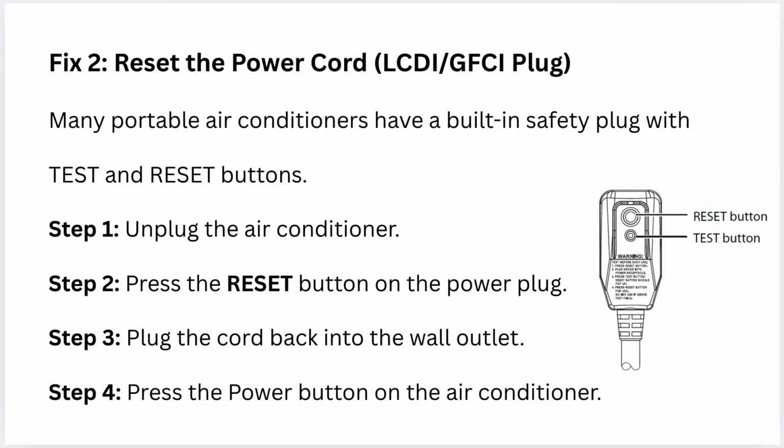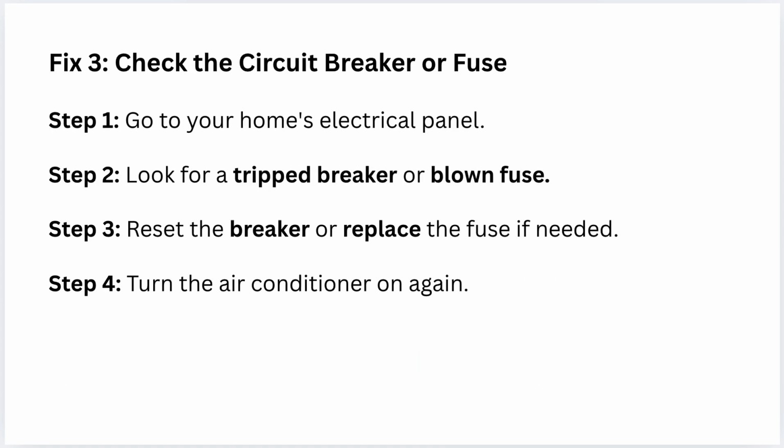Second one is reset the power cord. Many portable air conditioners have a built-in safety plug-in with test and reset buttons. Unplug the air conditioner, press the reset button on the power plug, then plug the power cord back into the wall outlet. Then press the power button on the air conditioner.